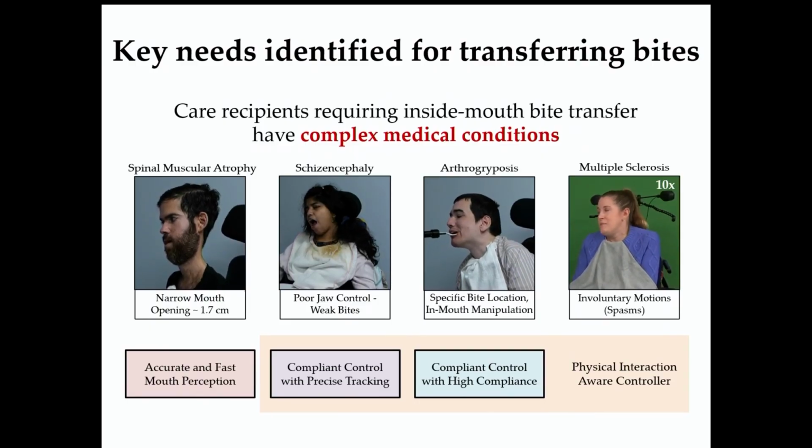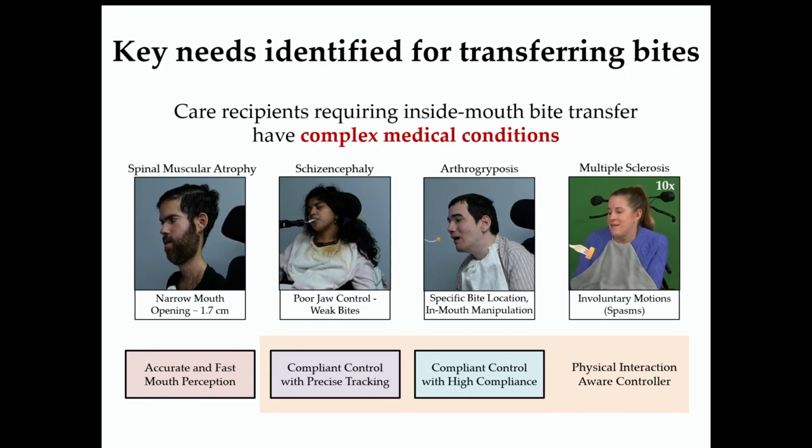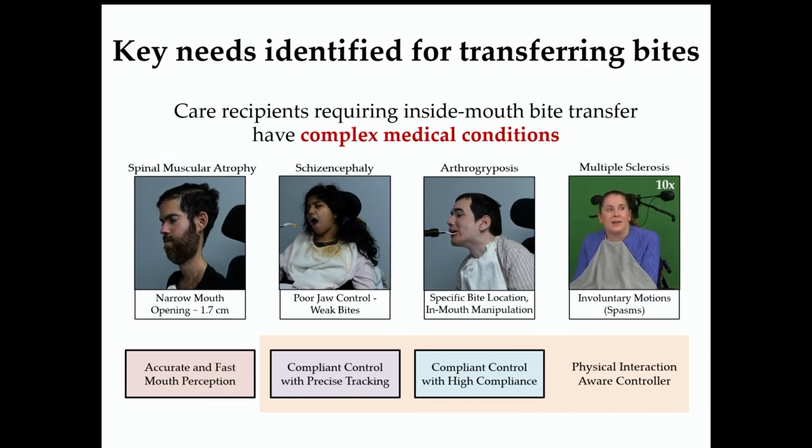This person with schizencephaly has very poor jaw control. This person with arthrogryposis can only chew food from one end of their mouth. They use their tongue to guide a caregiver or something to tell where. This person with multiple sclerosis has involuntary spasms. Imagine a robot with a fork coming, and then suddenly you have a spasm, right? This work took us a long time, almost 1.5 to 2 years, to make sure the systems are safe enough that we can deploy this in people's homes with various levels of safety, which I'll come to later on.